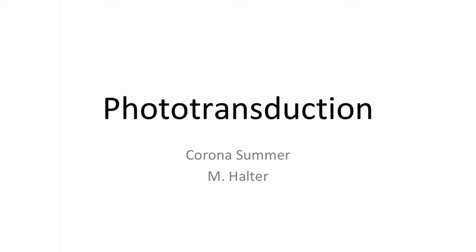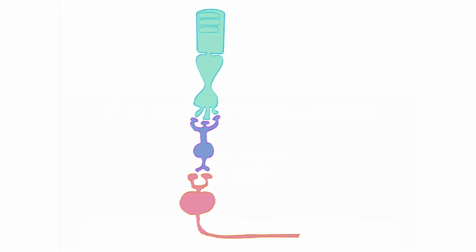Phototransduction is the conversion of light energy into electrical activity that ultimately terminates at the primary visual cortex of the occipital lobe of the brain. And it's the responsibility of a number of different cells: photoreceptor cells, some excitable cells, and neuron type cells.